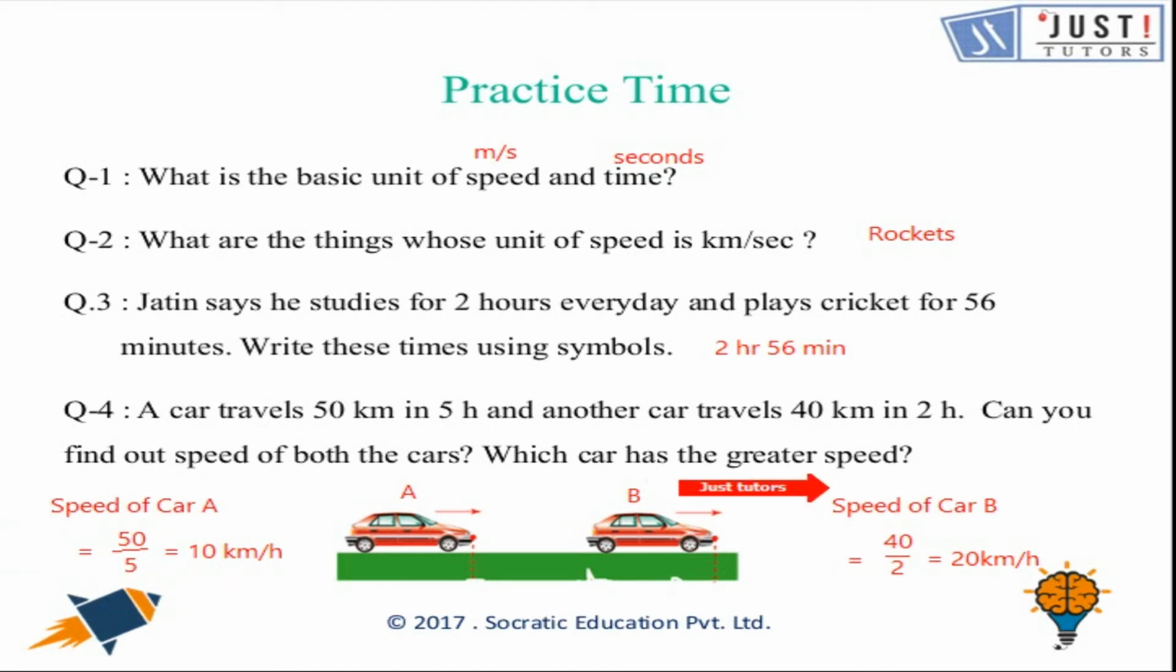Similarly, the speed of car B would be the distance 40 divided by the time 2 hours, which gives you 20 kilometers an hour. So clearly, car B moves at a greater speed.